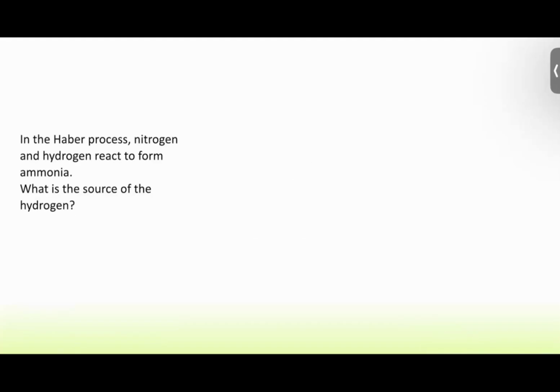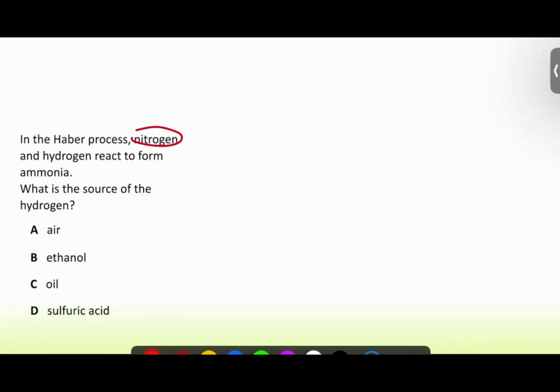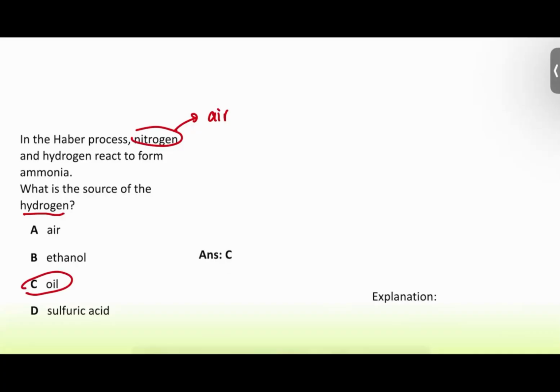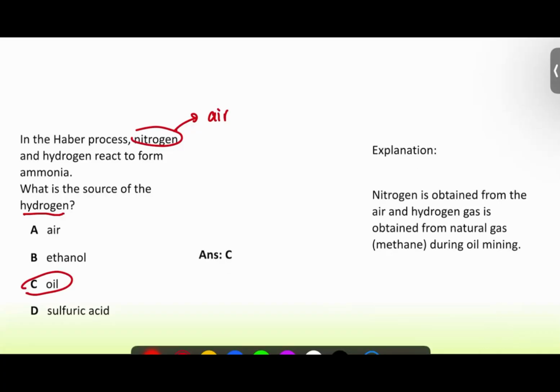In a Haber process, nitrogen and hydrogen react to form ammonia. What is the source of hydrogen? We have air as the option, ethanol, oil, or sulfuric acid. Nitrogen is actually from air, but for this question we are looking for hydrogen. Hydrogen is actually obtained from oil. Why is hydrogen obtained from oil? It's because hydrogen is obtained from natural gas, methane, during oil mining.